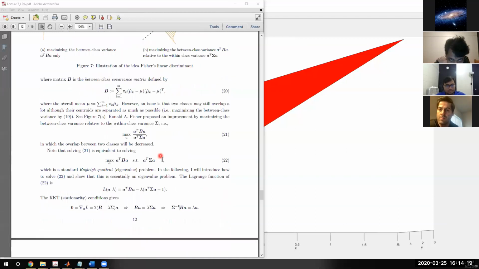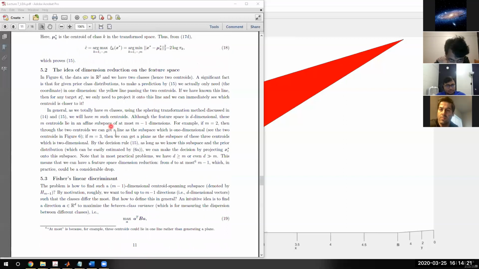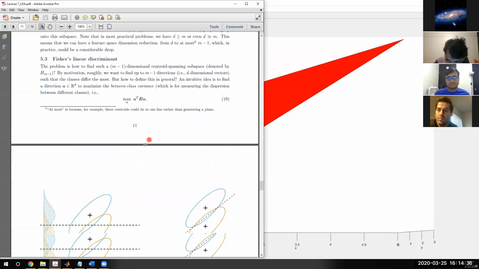The problem is that I said that I want to convert the data up to m-1 dimensions. But here you just found the first one. Suppose, for example, I have 3 classes. I need to have 2, right? How to find the second one?